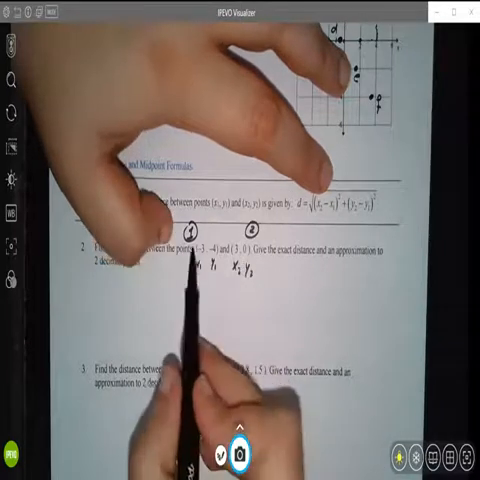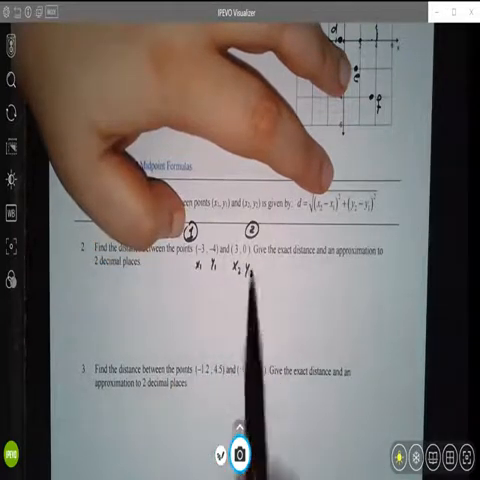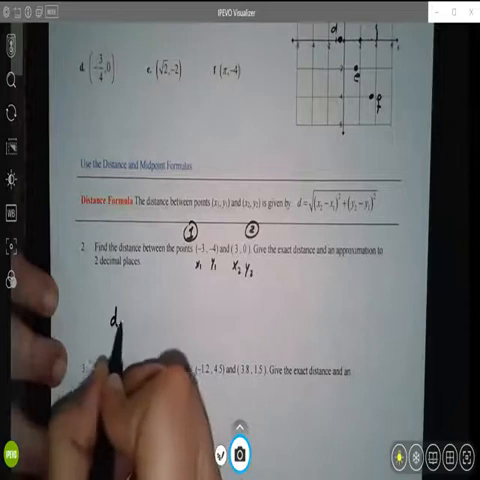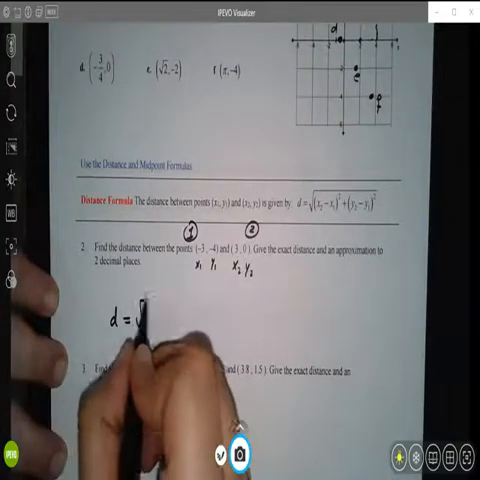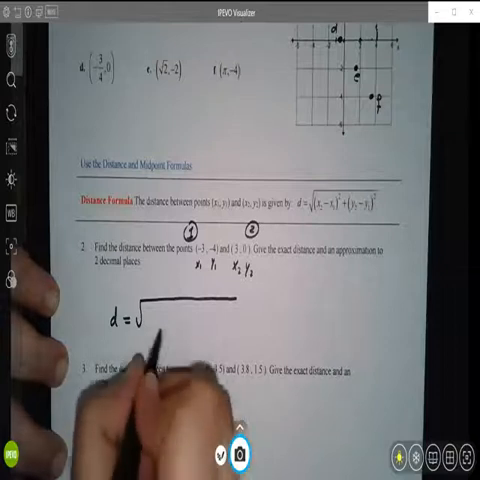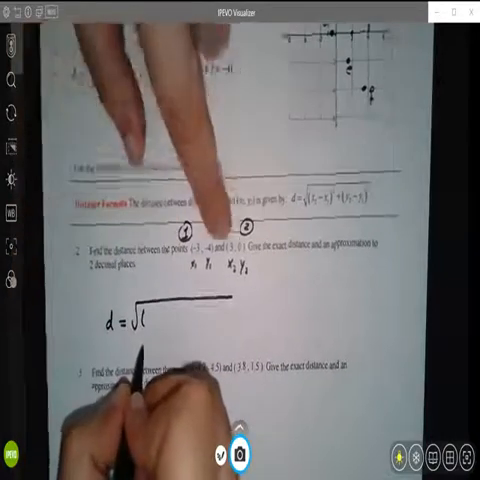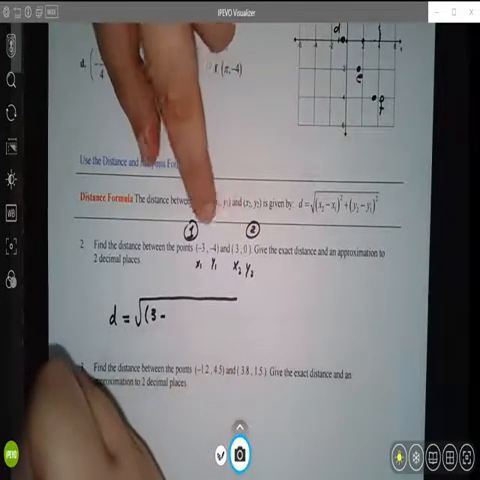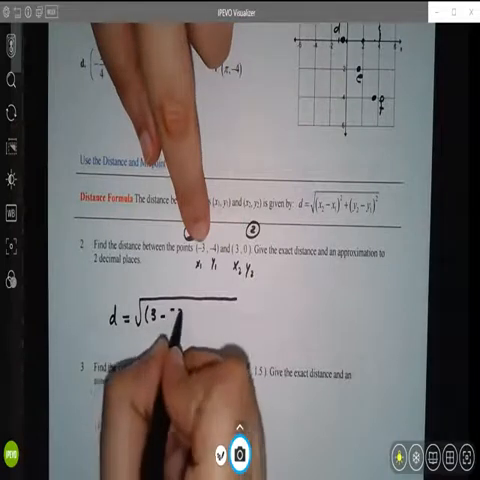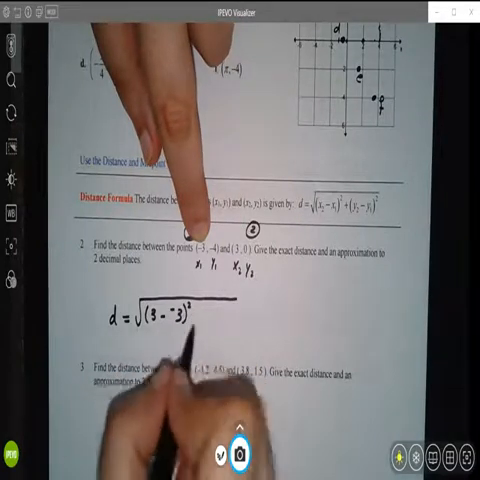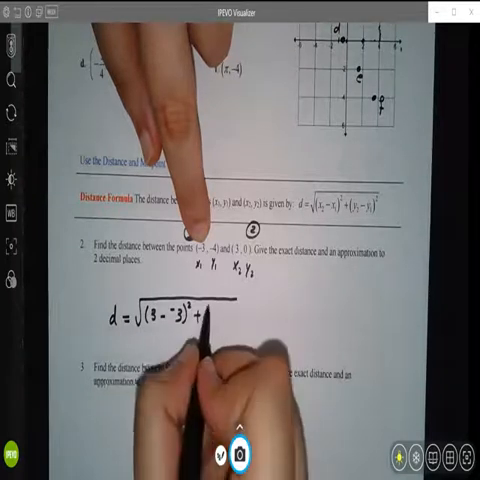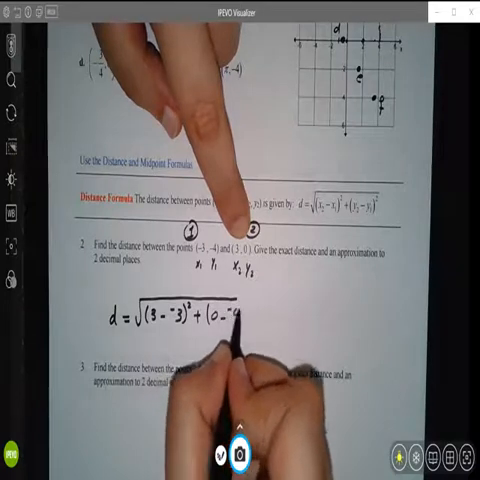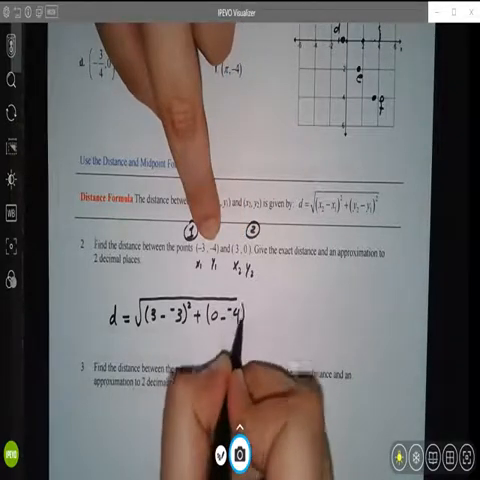Okay? So just pick a point, say this is point 1, this is point 2, and then plug them in here. Here we go. D equals the square root of. Now, we're starting with x2, right? So this value, which is 3, minus x1, which is right here, -3, squared, plus. Now I want y2, which is 0, minus -4, which is my y1. Squared.